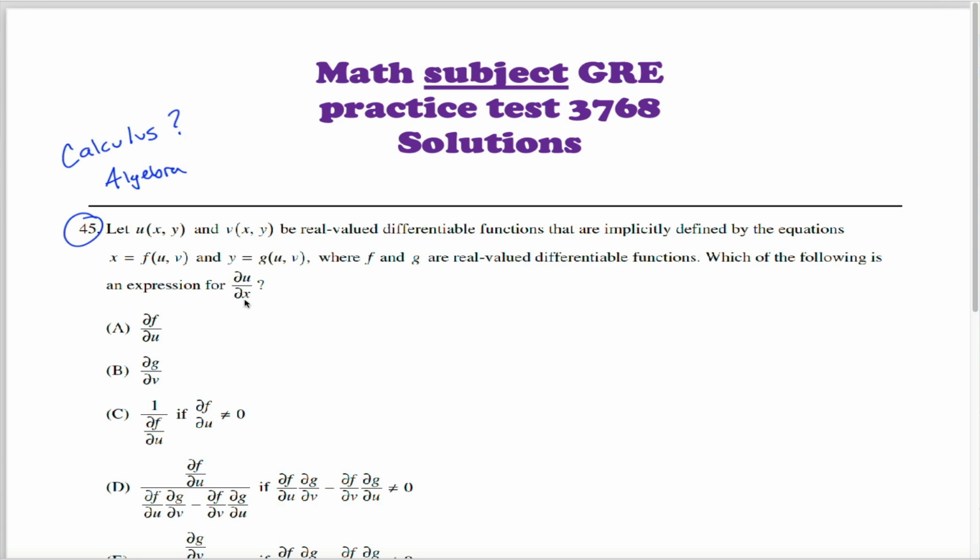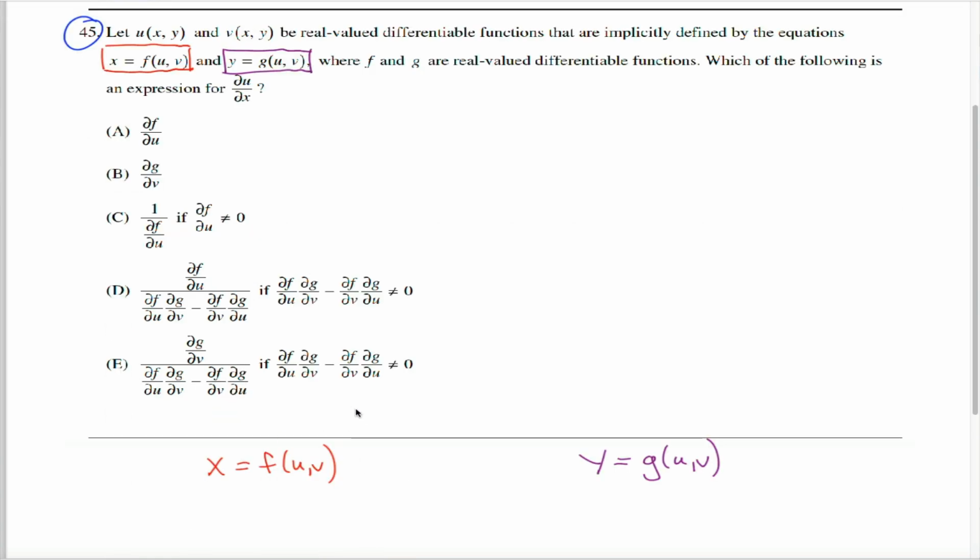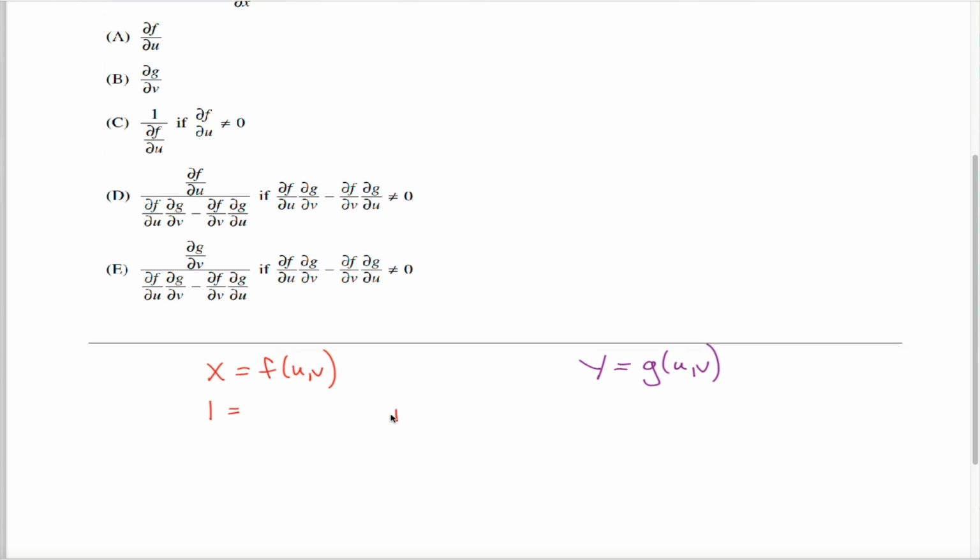So as this notation implies, we want to take derivatives with respect to x. If we take these two equations here, x being a function of u and v, and y being a function of u and v, we can differentiate each of them with respect to x. If we differentiate x with respect to x, we just get 1. If we differentiate f with respect to x, we have to account for the fact that changing x will change both u and v. So we're going to have a sum here.